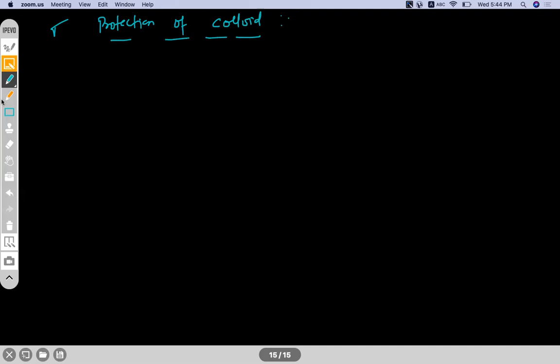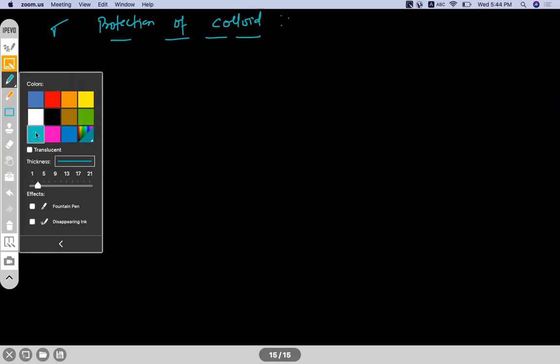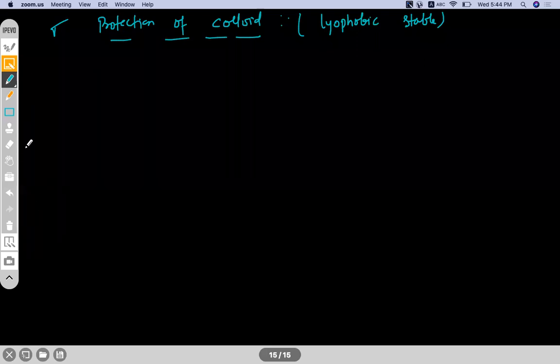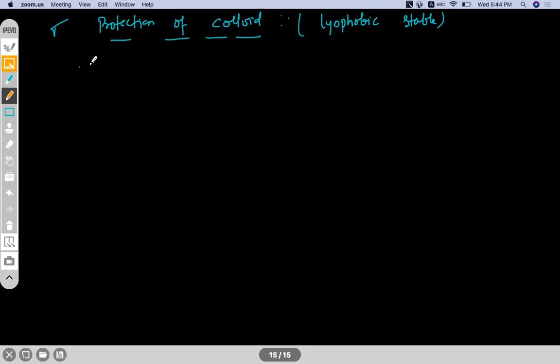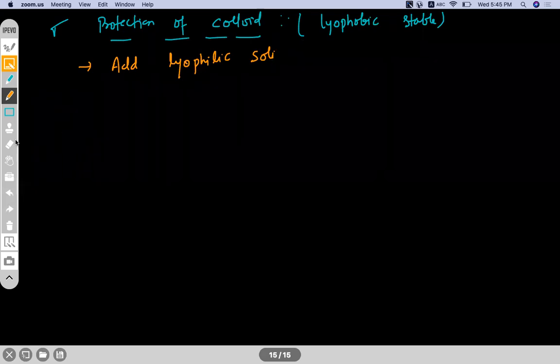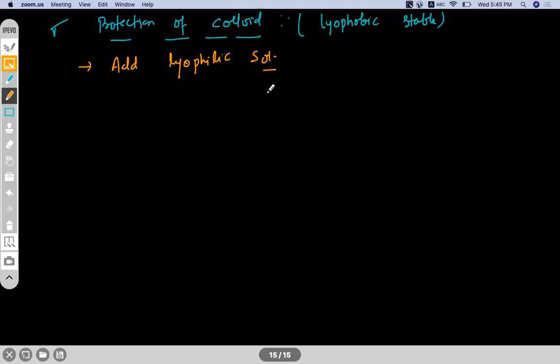Okay, one way is what? The addition of lyophilic sol. I'm talking about protection of colloid, because lyophilic sol is already stable. So we are talking about lyophobic. If you want to stabilize lyophobic sol against coagulation, you can add lyophilic sol into this. What does this lyophilic sol do? It surrounds the particles of the lyophobic sol, which does not let the opposite charge ion of any electrolyte attack the lyophobic particles, correct? So one way is what? We can add lyophilic sol into lyophobic sol.